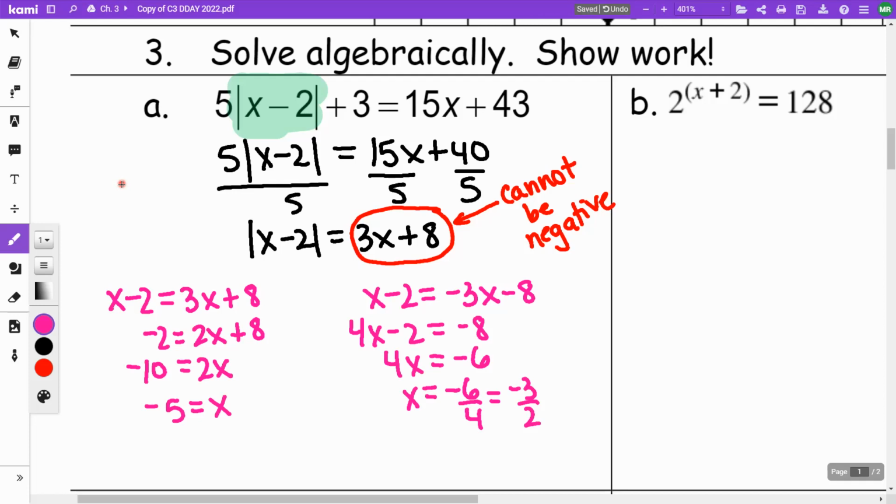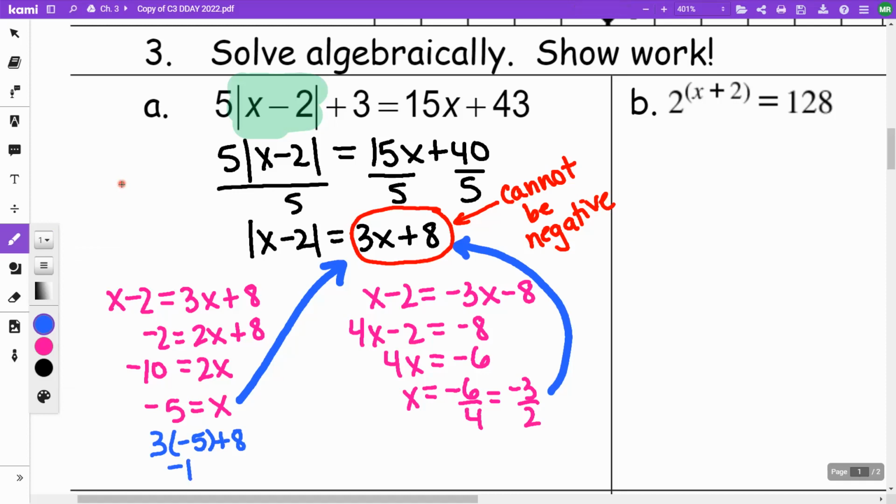Now remember, I need to check these. I need to make sure that these do not make that 3x plus 8 into a negative. So when I put in 3 times negative 5 plus 8, that's going to be negative 15 plus 8, which is negative 7. So this one here is not going to be an answer. Extraneous solution.